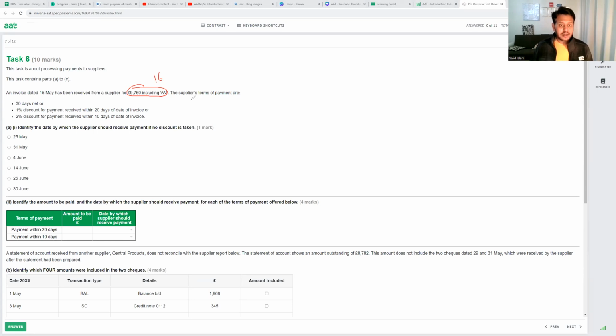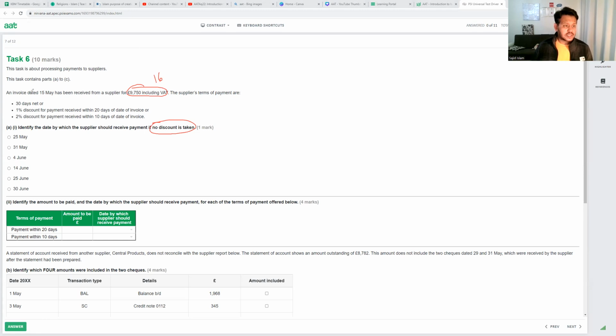So the supplier terms of the payment are either you can pay 30 days net from today, the day we have the invoice, from today you have 30 days, number 1, or 1% discount if you pay within 20 days, or 2% discount if you pay within 10 days, all right? Identify the date by which the supplier should receive the payment if no discount is taken. So if I don't want to take the settlement or prompt payment discount, by which day do I need to make a payment?